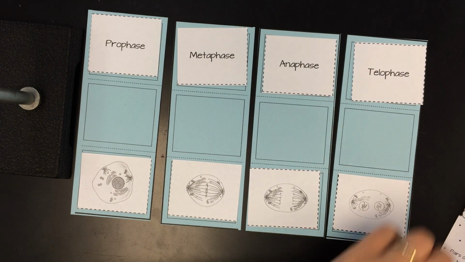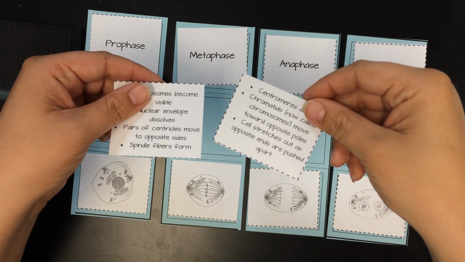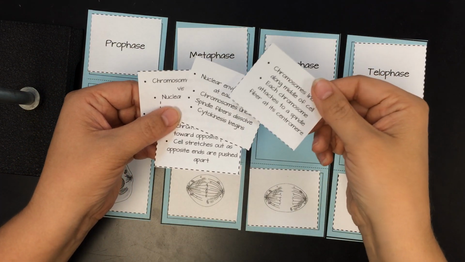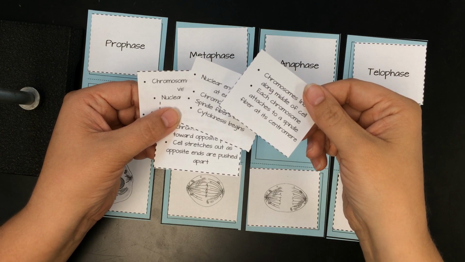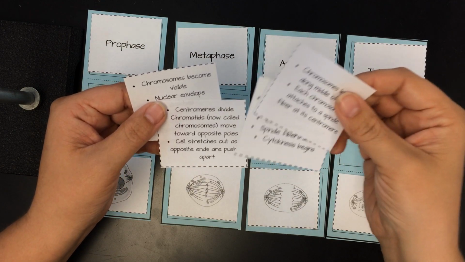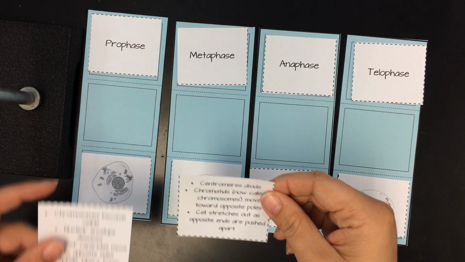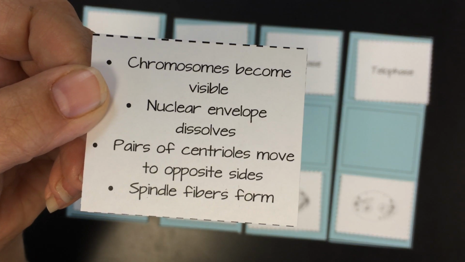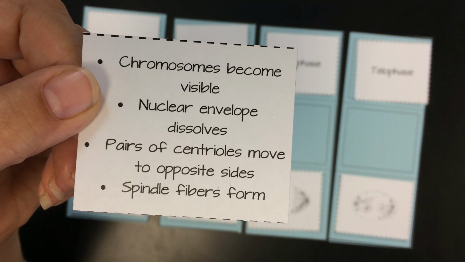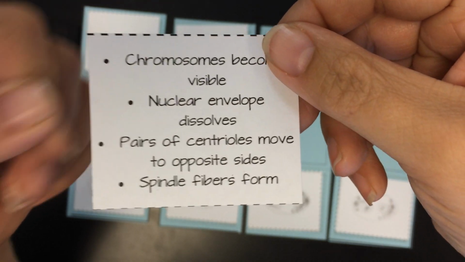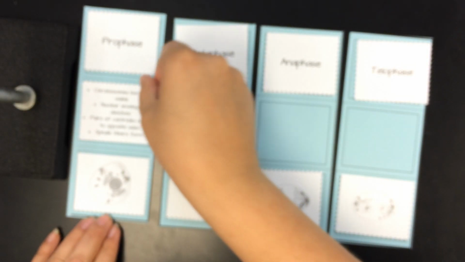For the next part, you've got to take the descriptions and match them up with the correct ones. So pause the video for a second and see if you can figure out where each of these goes. All right, welcome back. Let's see if you got them right. Right here, I think this should be our first one for prophase. For prophase, chromosomes become visible, nuclear envelope dissolves, pairs of centrioles move to opposite sides, and our spindle fibers form. That is our correct description for prophase.